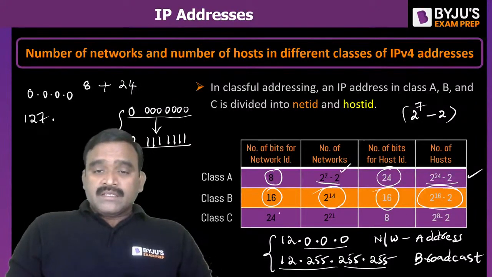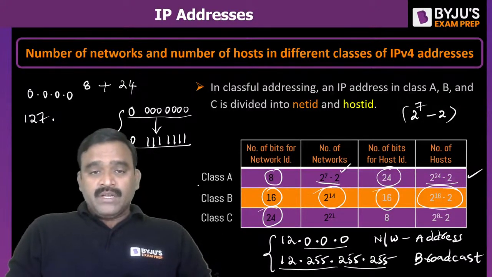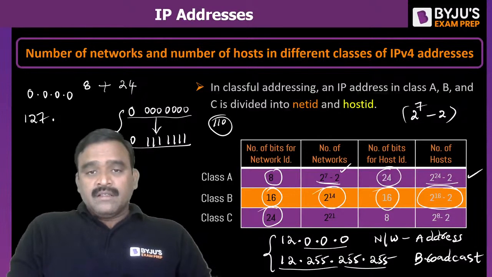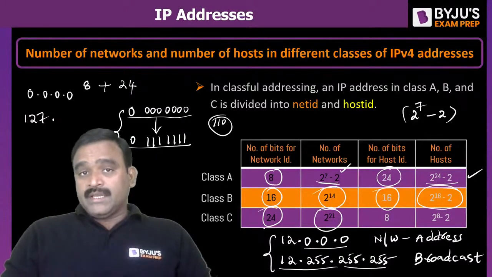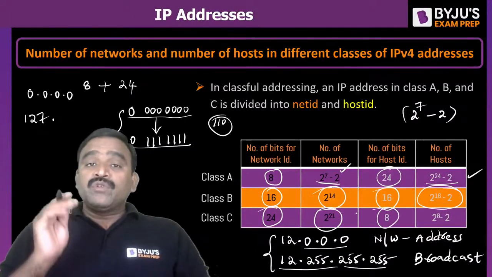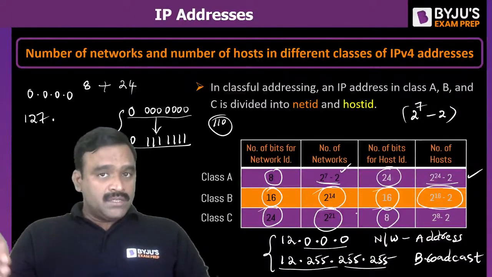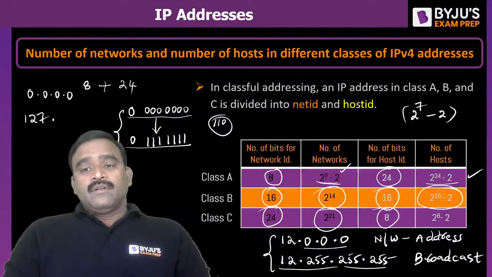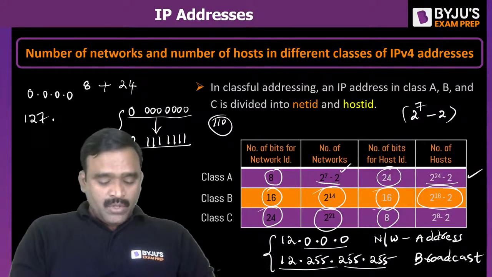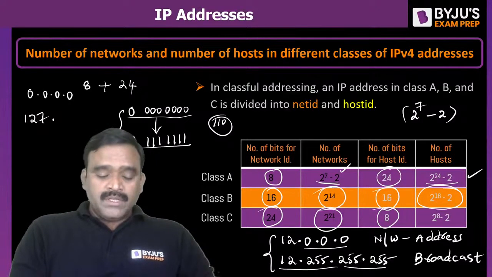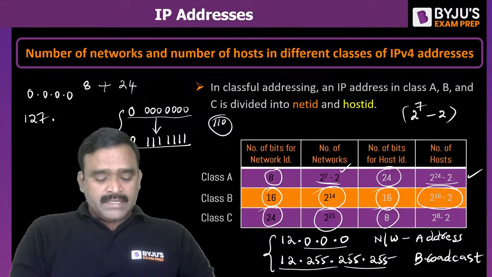Similarly, in class C, 24 bits are used for net ID, but 3 bits, 110, are fixed. Then 2 power 21 networks only are possible in class C. And 8 bits are used for host ID, so 2 power 8 minus 2 is the number of hosts for each network. Hope you are understanding. Is it clear? If you have a doubt or any concern, please do let me know. But don't leave the session. This is such an important session.